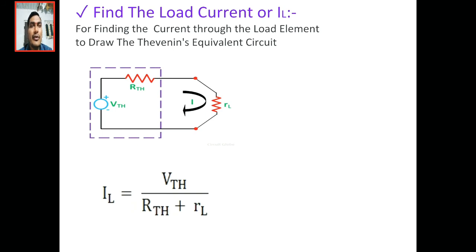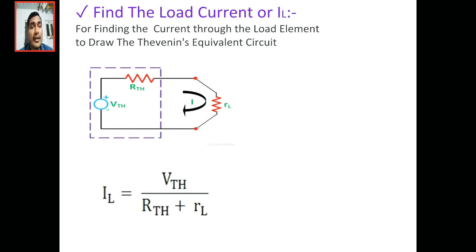In this, once again I recall the steps. First we have to give the current directions. After that we have to find the open circuit voltage, that is Thevenin's voltage, by removing the load, the element where we have to find the current. So after removing the load resistance we have to find the open circuit voltage, that is step 2. After that we have to find the Thevenin's resistance, or open circuit resistance.